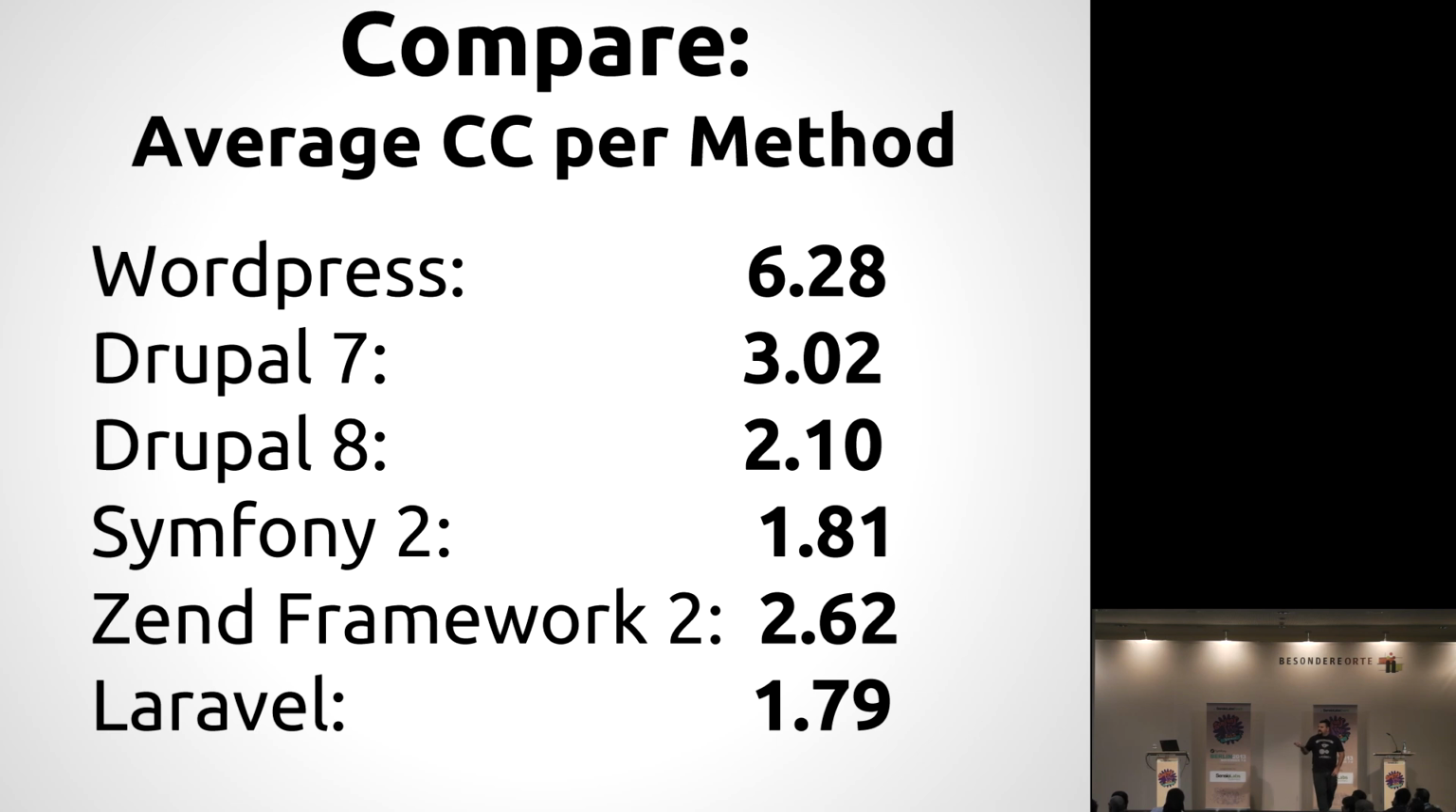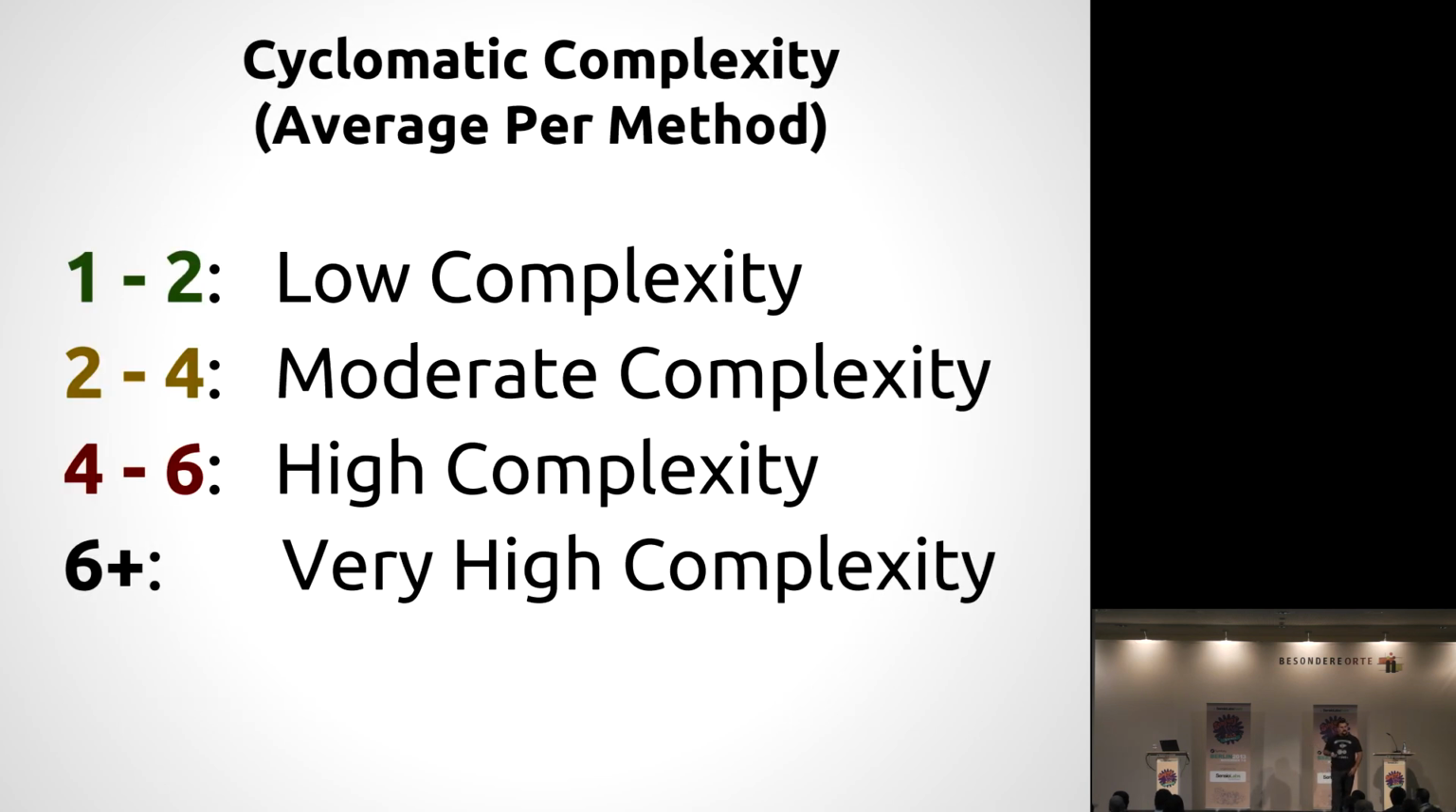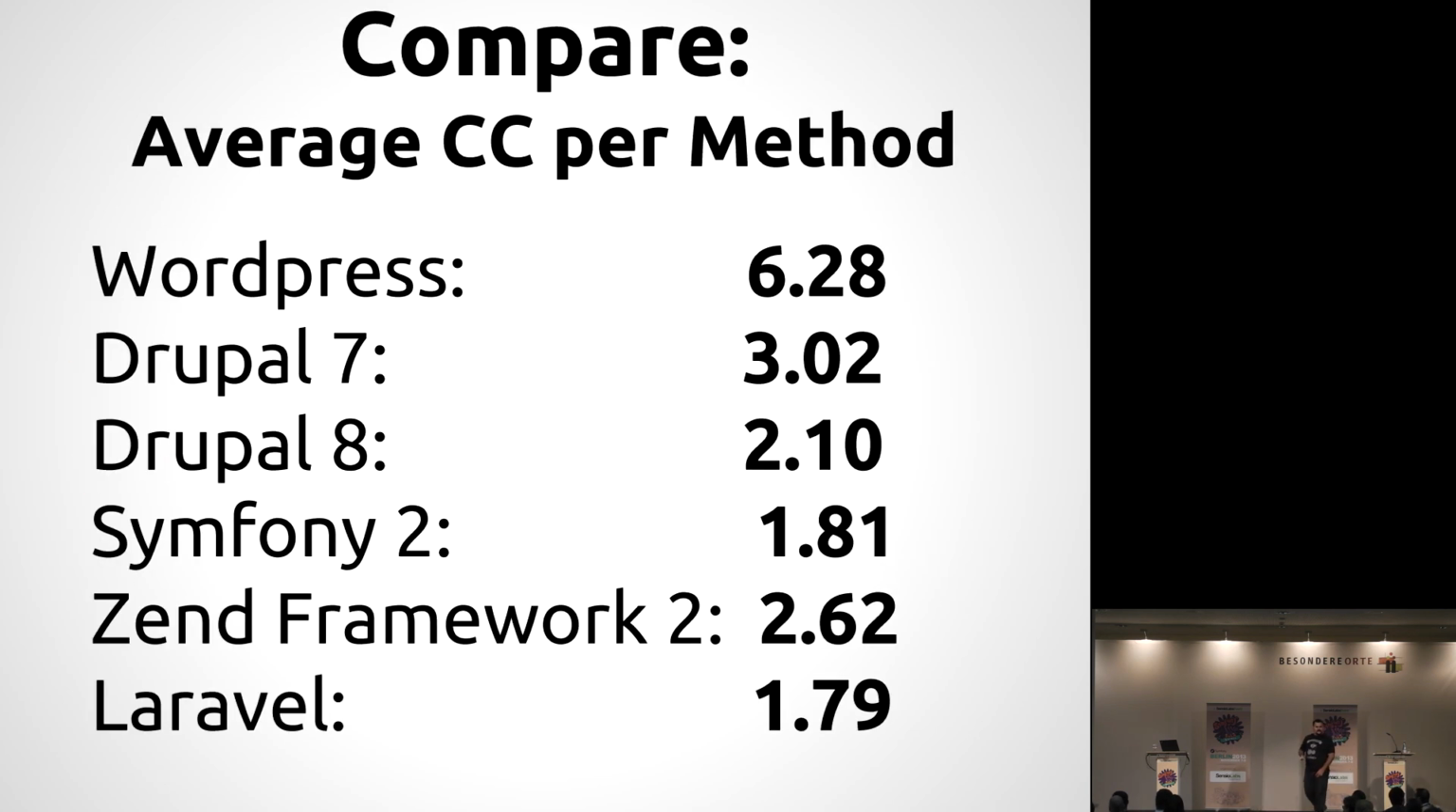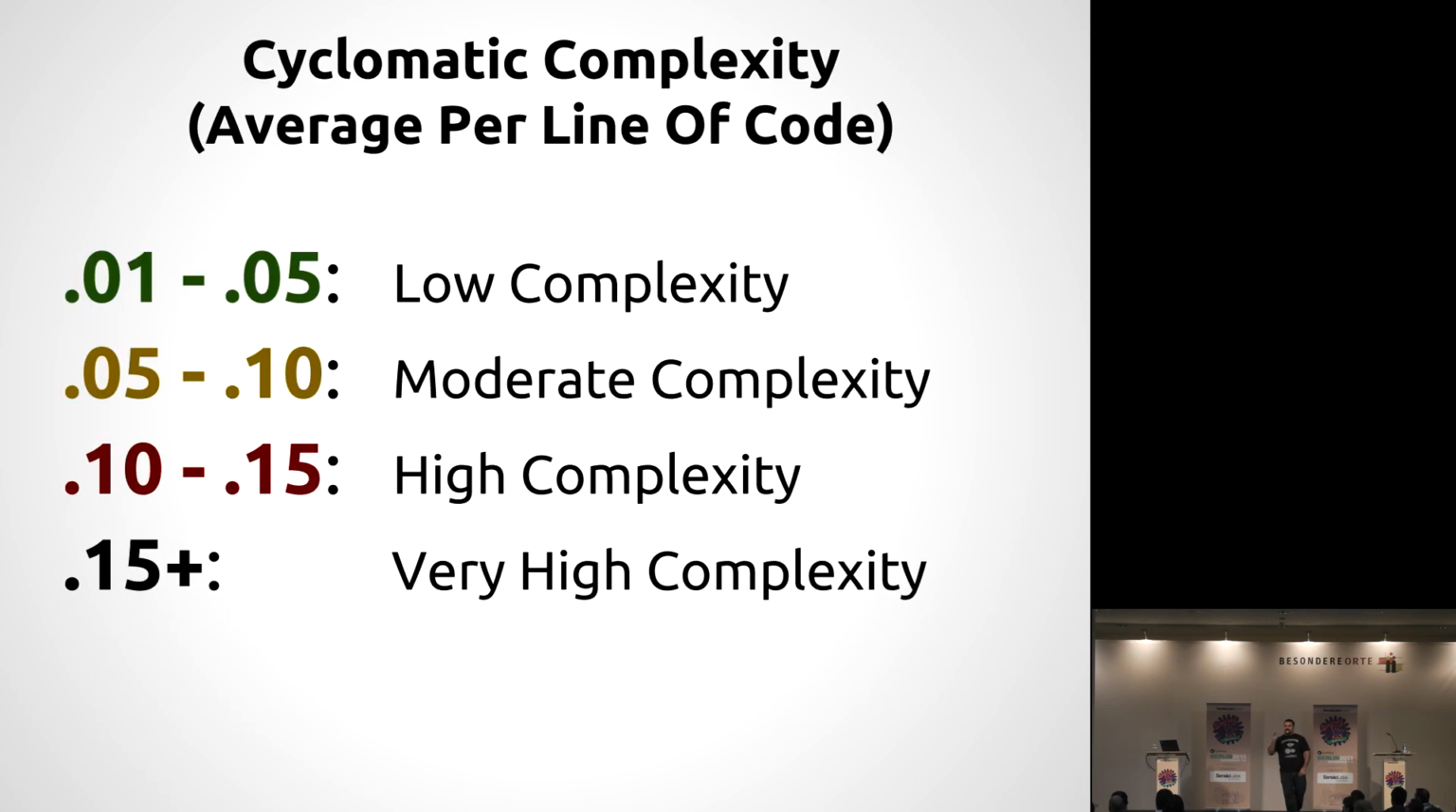But there's also one other thing I'd like you to know. Look at Drupal 7 is right up here at 3.02, which is moderately complex, but it's also one of the highest out of this list. Now I'm pointing this out because there's a second way of looking at average complexity in a code base, and that's per line of code. So you take that cyclomatic complexity number, you divide by the number of lines of non-comment code, and you get a percentage. 1% to 5% is low complexity, and 15% or more is high complexity.